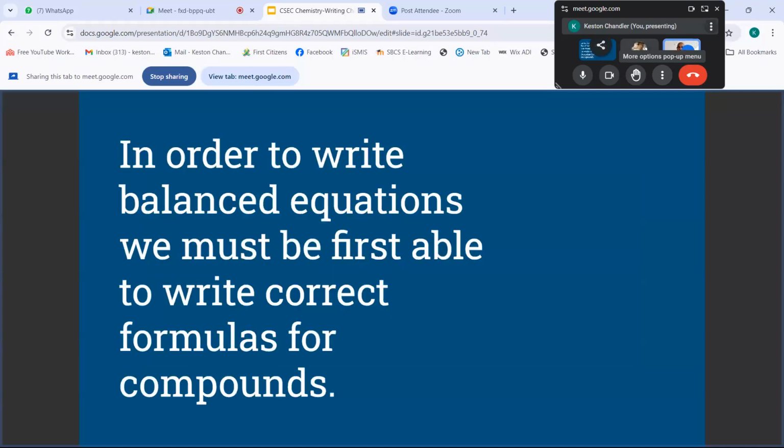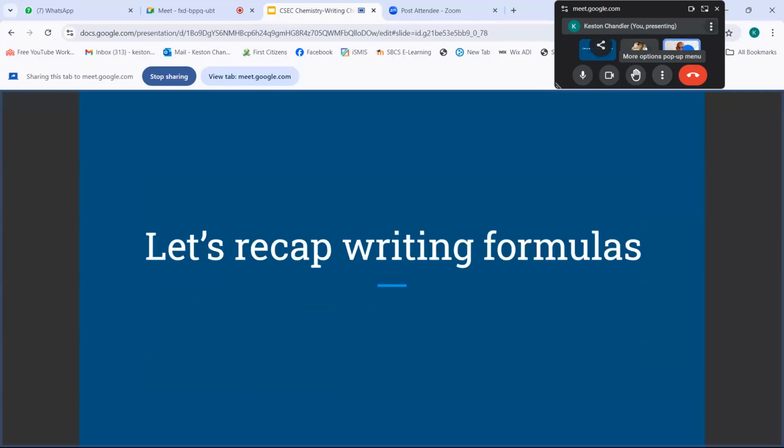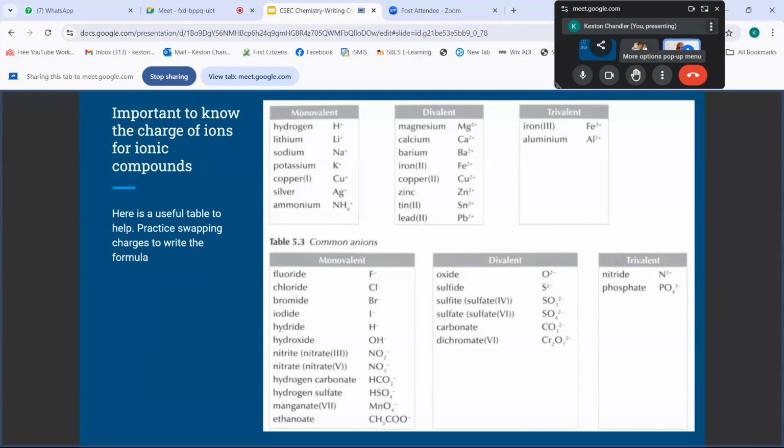Right. So in order to write balanced equations, as I mentioned earlier, we have to be able to write correct formulas for compounds. If we can't do that, then we're going to have issues in terms of balancing equations, right? Because incorrect formulas lead to incorrect equations and incorrect balancing as well. So we're going to turn our focus a bit to the writing of formulas. We're going to recap some of the things that we learned with ionic bonding and covalent bonding.